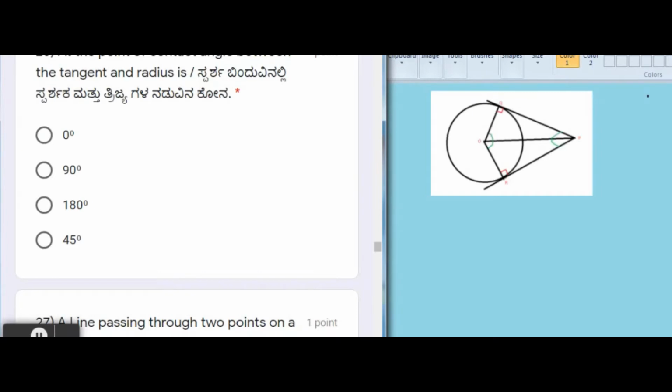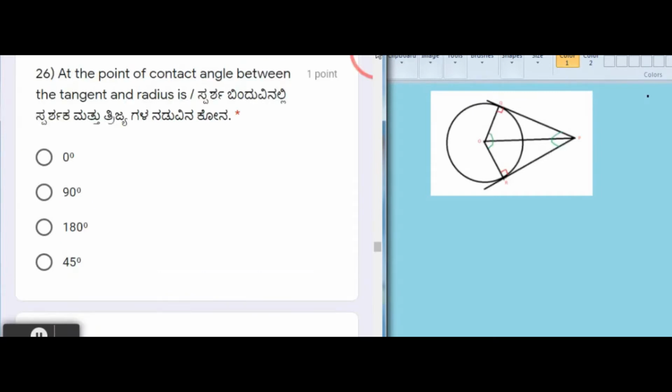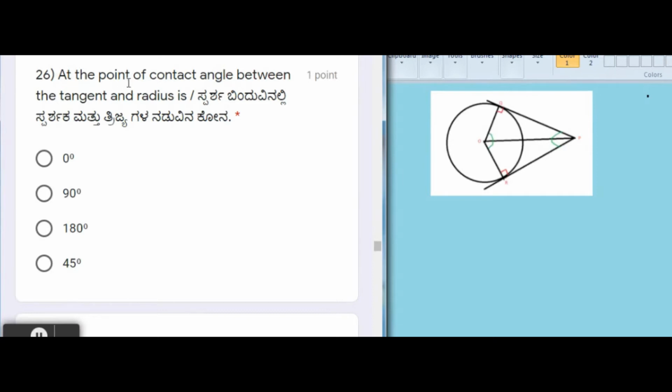26th question. At the point of contact, the angle between the tangent and radius is... This is the basic and important theorem in the circles chapter. At the point of contact, this is the radius and this is the tangent. The point of contact is Q, this point. They will always be perpendicular to each other.